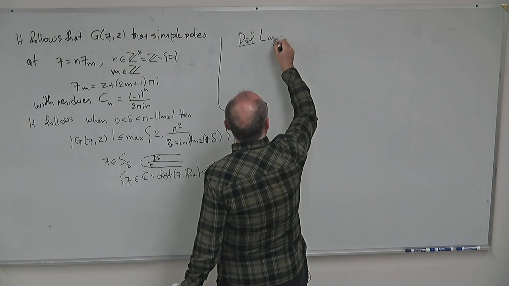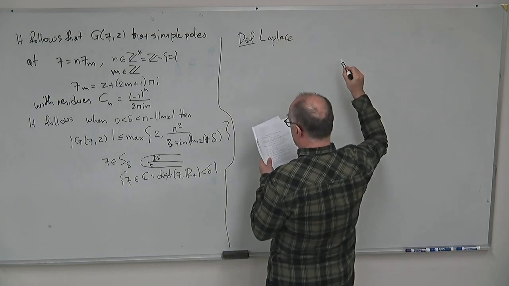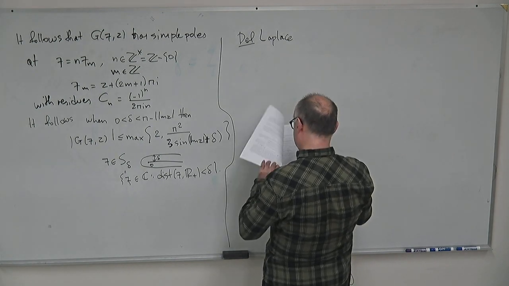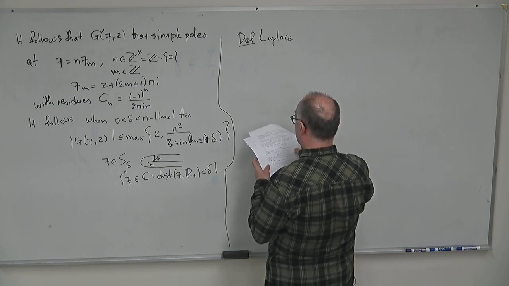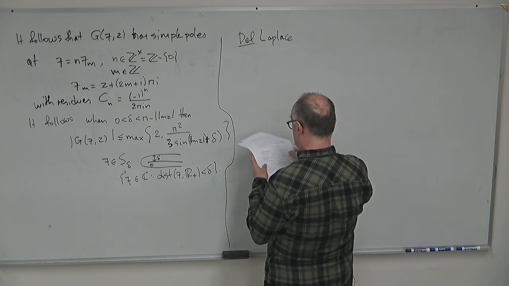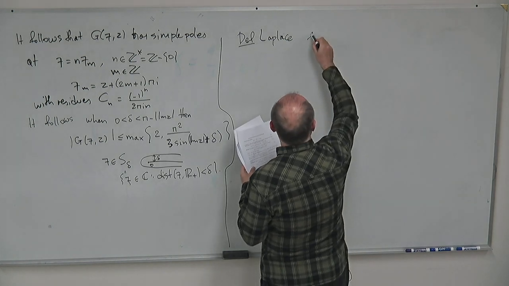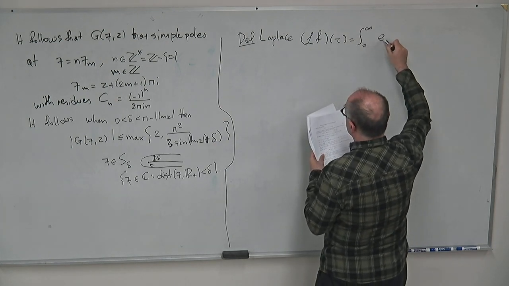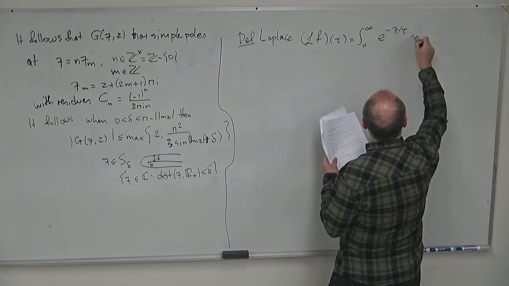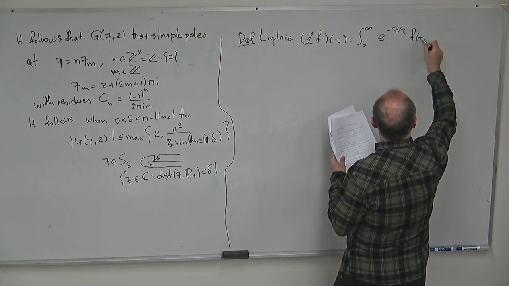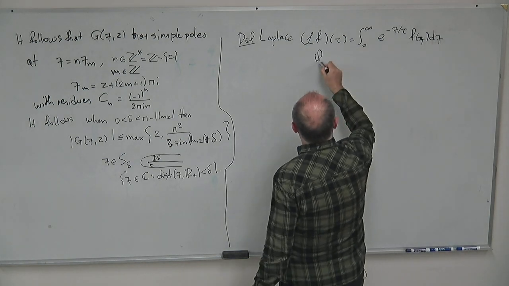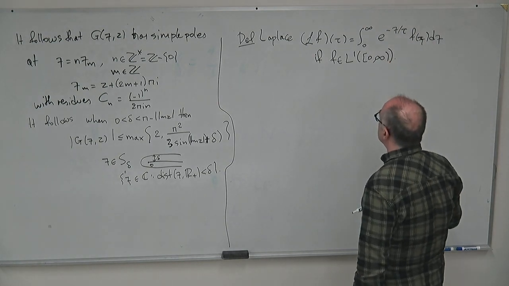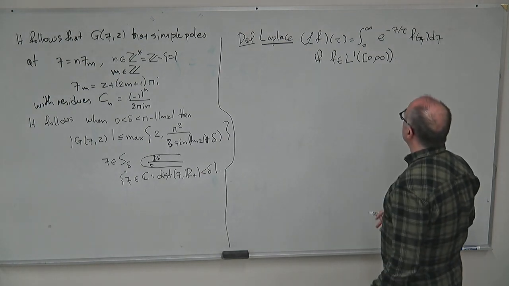Definition, Laplace transform. The Laplace transform of a function f of tau is the integral of e to the minus psi over c over tau f of c dc, if f is, let's say, in L1, for instance. That's the Laplace transform.